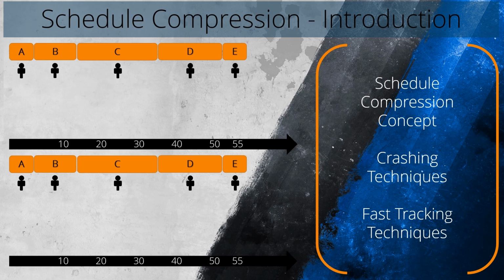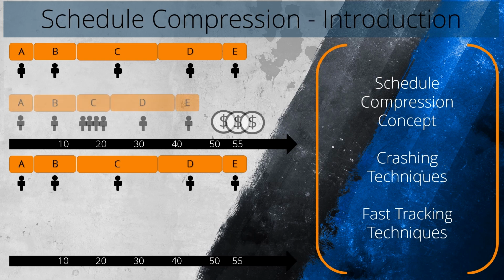There are two main techniques for schedule compression: crashing and fast tracking. Crashing involves adding additional resources to activities to expedite their completion, while fast tracking involves overlapping activities that were initially planned to be executed sequentially. Let's explore both techniques in our example.